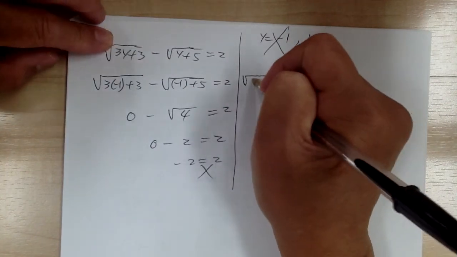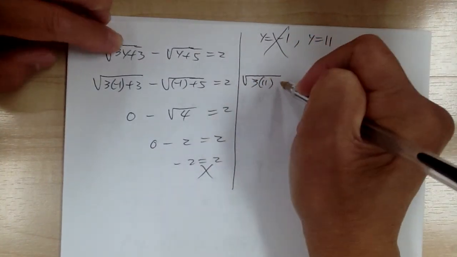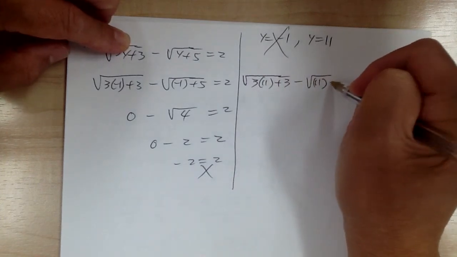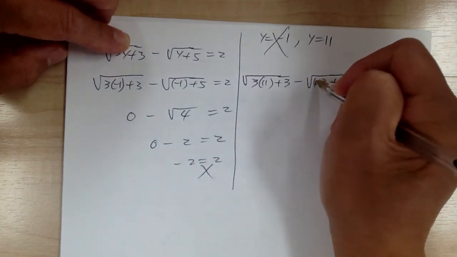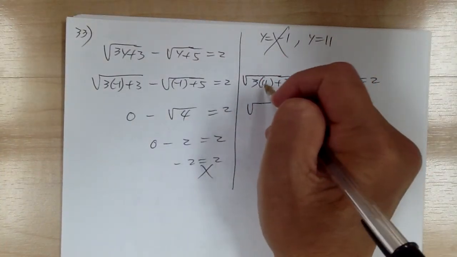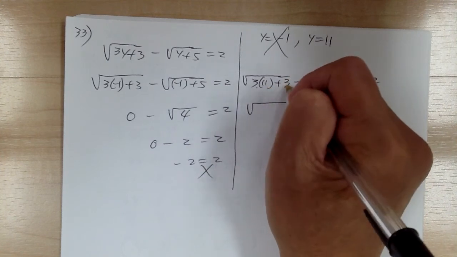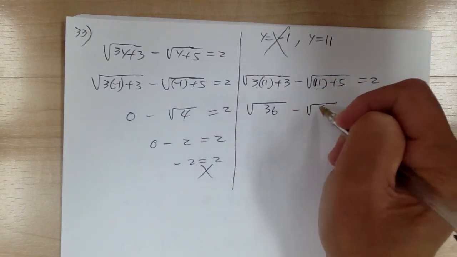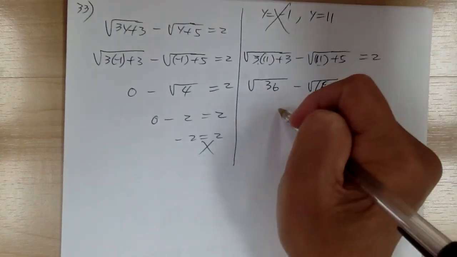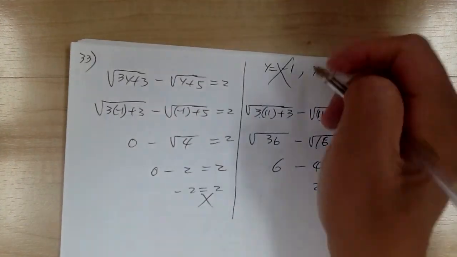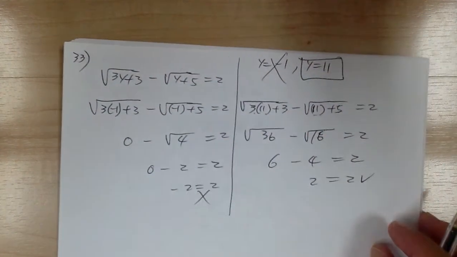Okay, so you're going to get 3 times 11 plus 3 minus 11 plus 5 equal to 2. Okay, so 3 times 11 is 33, plus 3 will give you 36. 11 plus 5 will give you 16. So you got 6 minus 4 equal to 2, 2 equal to 2, so it checks. So only one that's good is y equal to 11.